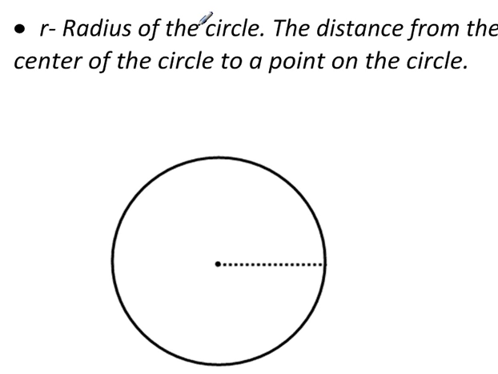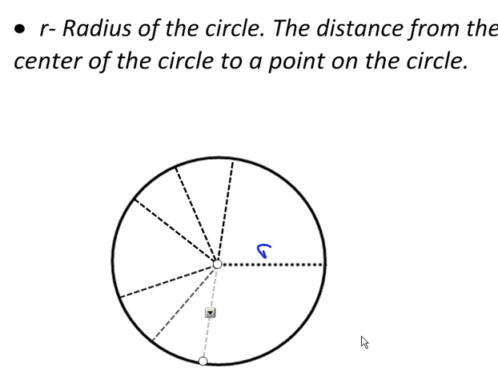Okay, so the radius of the circle is the distance from the center of the circle to a point on the circle. So here is a radius because it's a line drawn from the center of the circle to a point on the circle. Now let me point something out. Don't think of the radius as exclusively one line. Any line drawn from the center of the circle to a point on the circle is a radius. So you can have countless radii that you can draw around the circle. These are just a few.